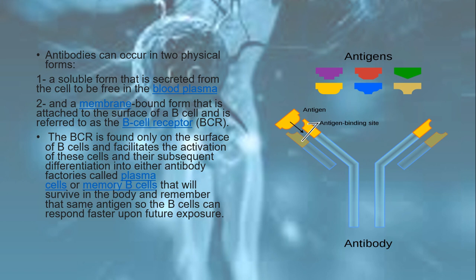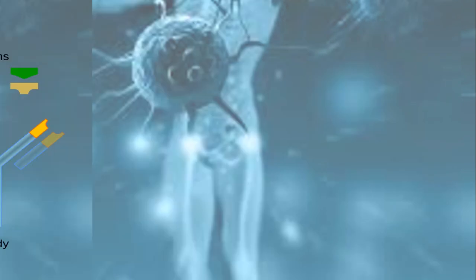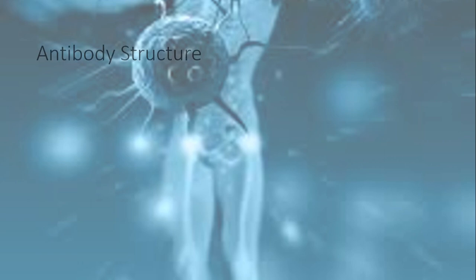It facilitates the activation of these cells and their subsequent differentiation into either antibody factories, which are known as plasma cells, the cells that can secrete the antibodies, or the memory B cells, which are the cells that remain for a very long period in the body to remember. The function, as the name tells, of these memory B cells is to remember the same pathogen or antigen if it ever enters the body again. This facilitates a faster response upon the second exposure, of course.